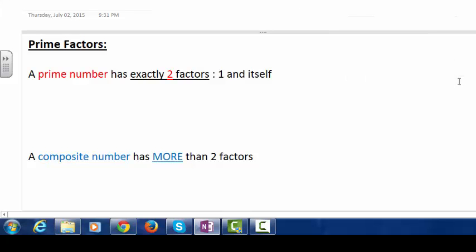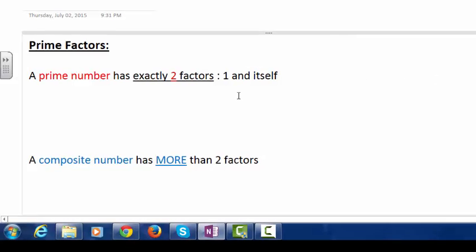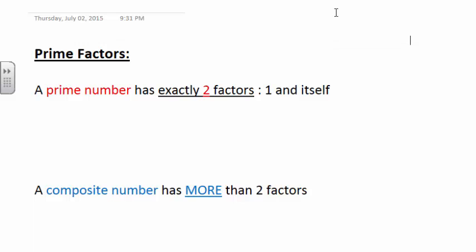I'm going to remove this and we're going to go back to our definition. A prime number has exactly two factors, one and itself. So let's start with number 2. I need to know all the factors of 2. Can I divide 2 by 1? For sure, 2 divided by 1 equals 2. Can you see this is a whole number? That means 1 is a factor of 2.